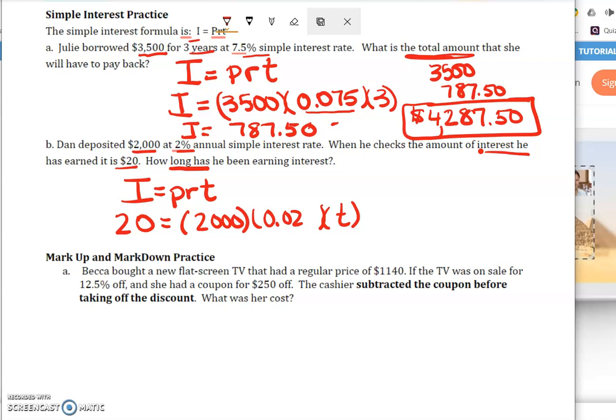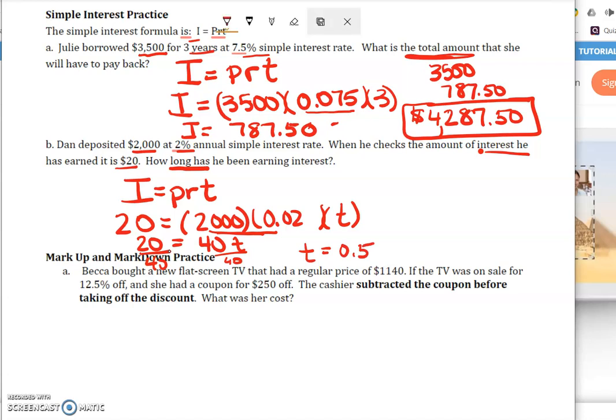So to solve this, I'm going to first multiply what is together on this side, and I'm going to get a simplified answer. So that would be 2,000 times 0.02 is 40. So 40, these two things put together, times t equals 20. And then to solve this, I'm not going to multiply 20 times 40, I'm going to divide because the variable is on the other side. So I'm going to divide both sides by 40. Then that means t equals 0.5.